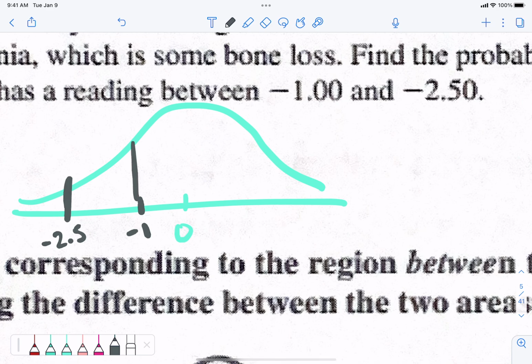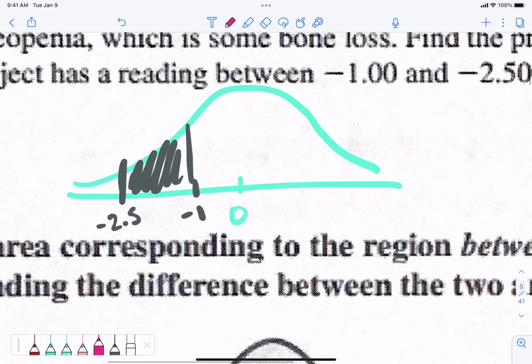So what I'm looking for is this percent chunk. Is that going to be more than 50% or less than 50%? Looking at the chart, it's a little chunk, right? Less than 50%. So here's what we do. We already looked up -1, and I found what percent were below -1: 0.1587, or 15.87%.